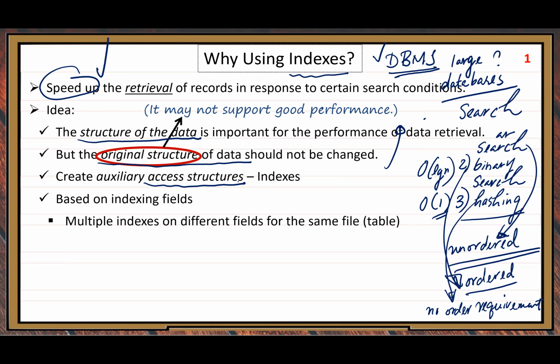Multiple indexes on different fields for the same file, same table. Now, let me use a diagram to explain the situation here. Suppose we have a table here. So this is our table.